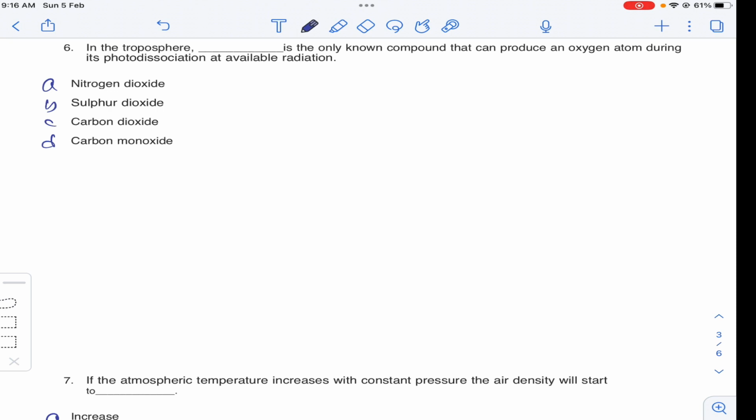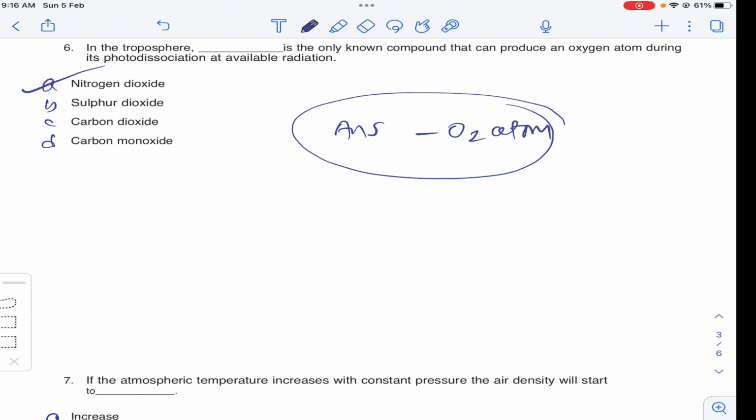Coming to 6. In the troposphere, dash is the only known compound that can produce oxygen atom during its photo dissociation at available radiation. Obviously, in the troposphere, the most available is nitrogen dioxide. So, because of its photo dissociation, it will produce oxygen atom. So, answer A for question number 6.